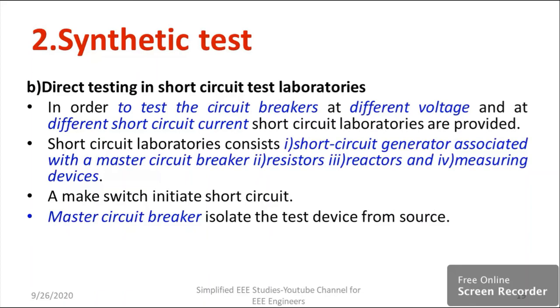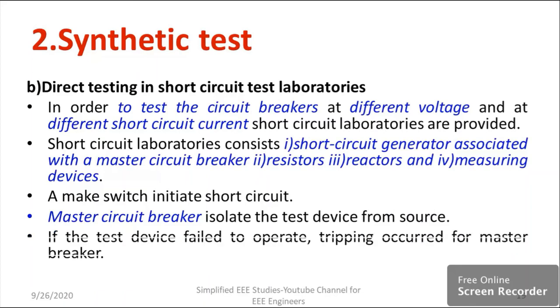The master circuit breaker isolates the test device from the source. There are two circuit breakers, your test circuit breaker and the master circuit breaker. Suppose your test circuit breaker fails, your master circuit breaker will operate. If your master circuit breaker operates, that means your test circuit breaker is not fine. There is a problem with it, and you have to immediately replace that test piece. That test piece is not suitable for real-time application. That point is also one of the remarkable things.